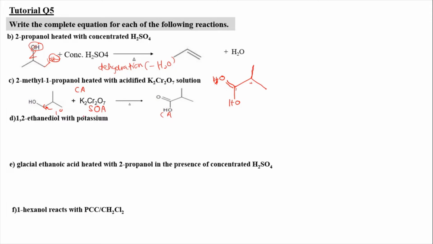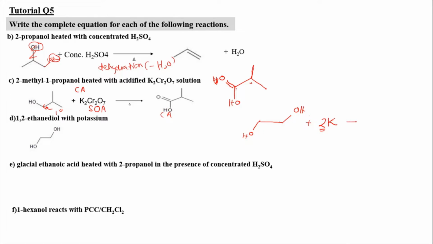Okay. Now we have 1,2-ethanediol, which reacted with potassium. So ethane is going to have 2 carbons, 1 and 2, and then at carbon number 1, it's going to be attached with OH, and at carbon number 2, it's going to be attached with OH. So this is known as 1,2-ethanediol. Okay, and then it's going to react with potassium. So potassium metal is labeled as K, but now we're going to put it as 2K because it has 2 OH groups here.